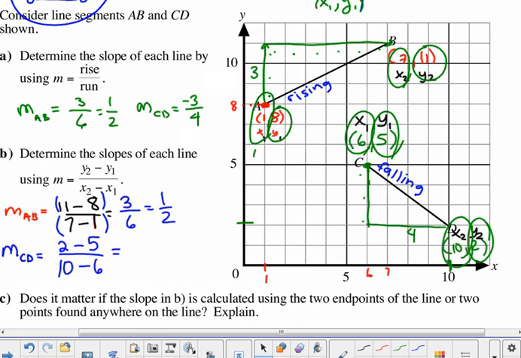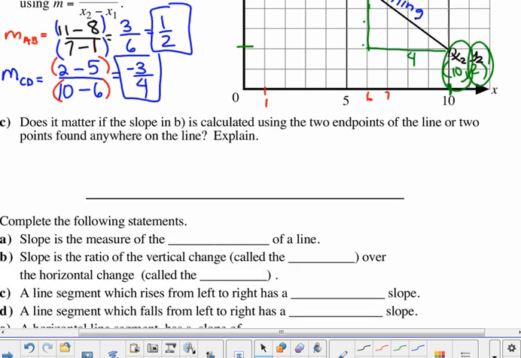And then you can either type it in your calculator. Again, you need those invisible brackets around the numerator and denominator. Or just figure it out. 2 minus 5 is negative 3. 10 minus 6 is 4. And so negative 3 over 4, which is the same as we had above. So that's the slope formula, review from a previous math course.